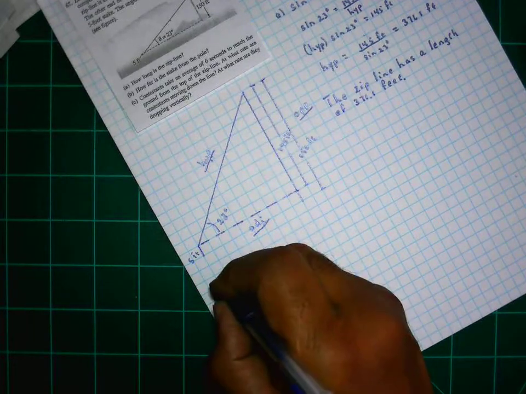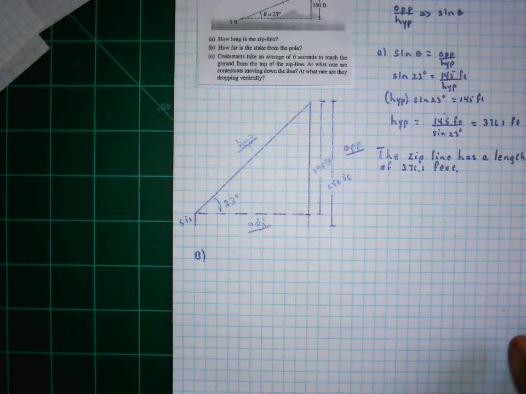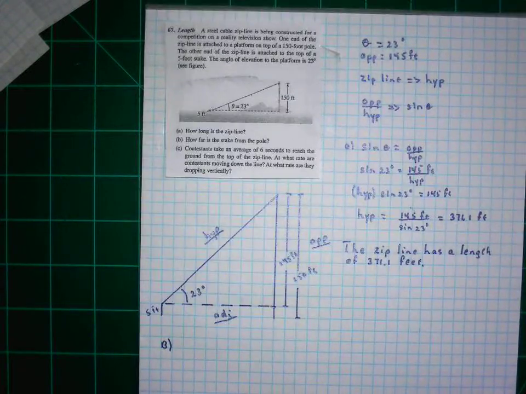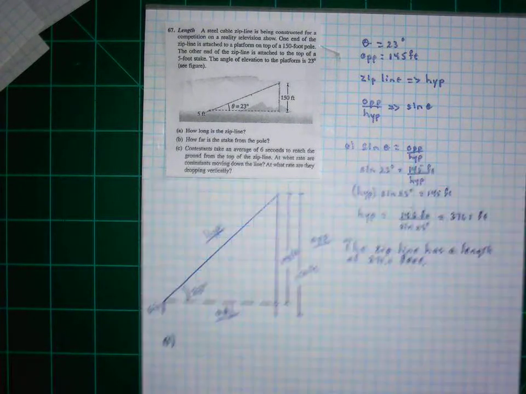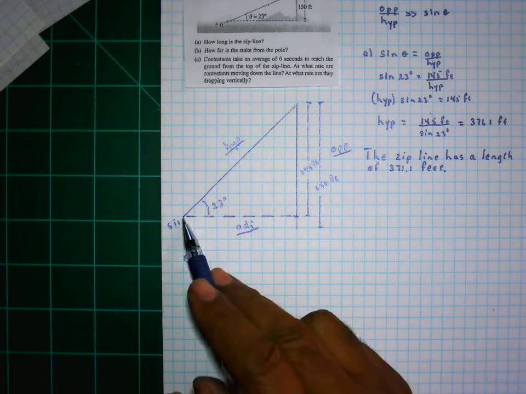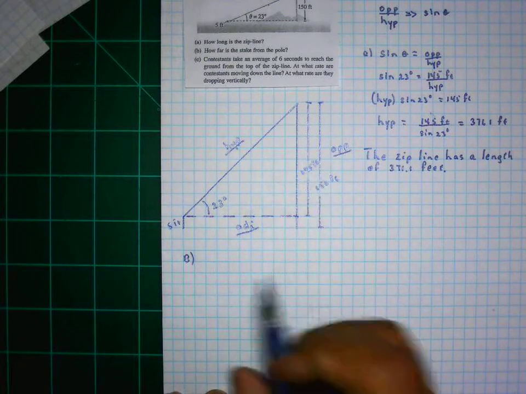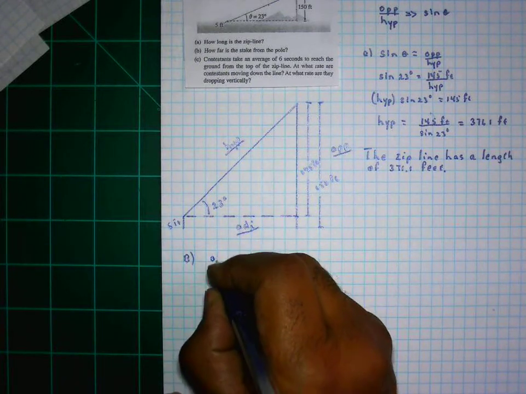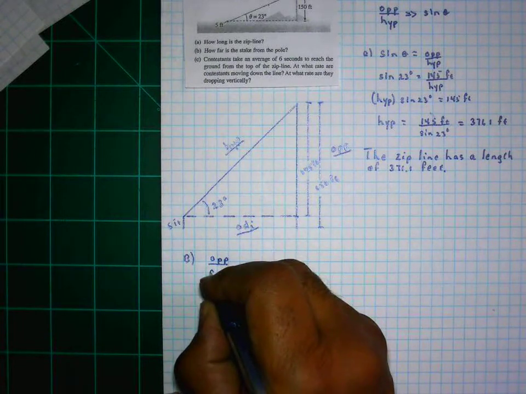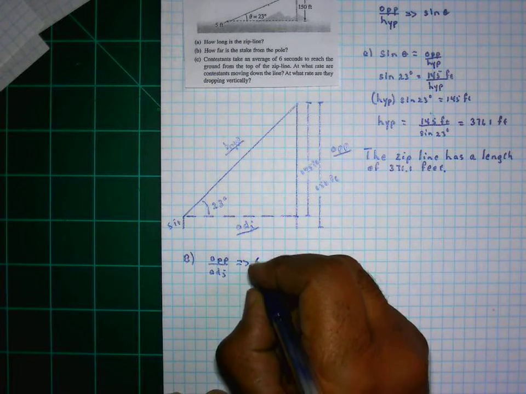Now let's go to part B. Take a look at part A before I get too far away from that. Okay. Now part B, I want to find how far the stake is from the pole. Well, from the stake to the pole is the adjacent side. So now I am looking for the adjacent. I still have the opposite. So I have a relationship, the opposite over the adjacent implies the tangent of theta.